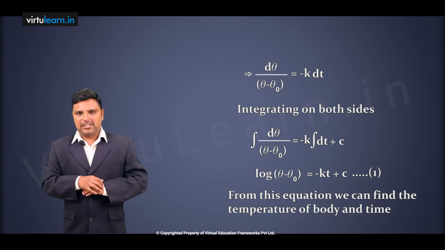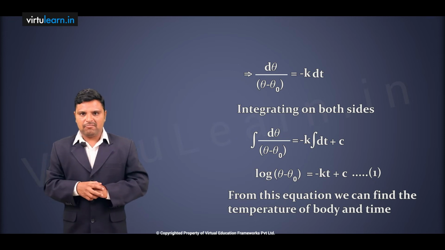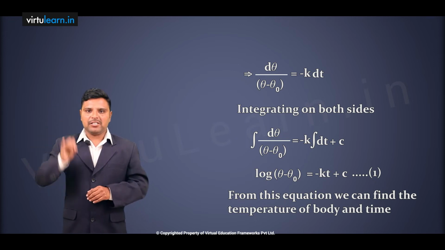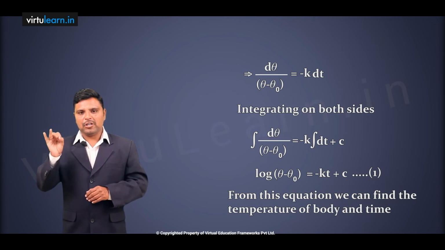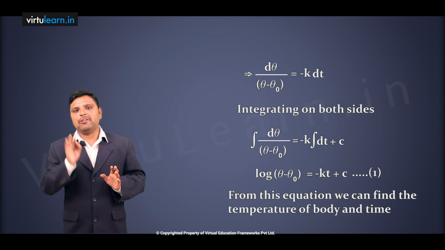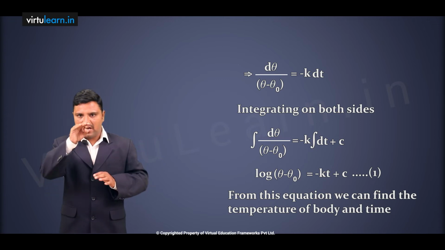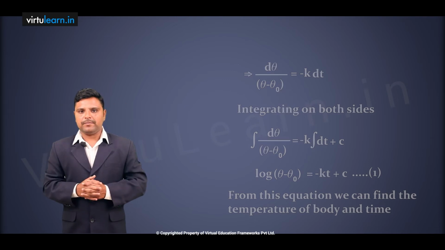Log of theta minus theta naught equals minus kt plus c. In the first step, using this equation, we will calculate c. Next, we will calculate the constant k, the proportionality constant. In the third step, according to the problem, we will calculate the temperature or time. We will solve the problem in three steps after completing this equation. This is nothing but Newton's law of cooling.